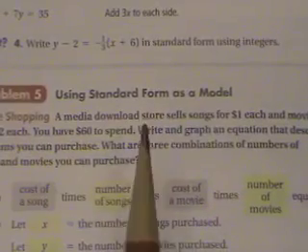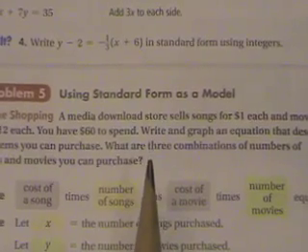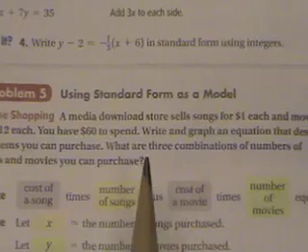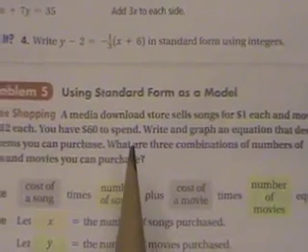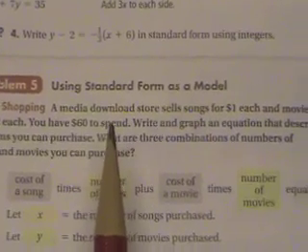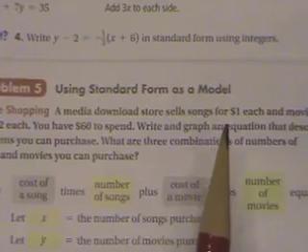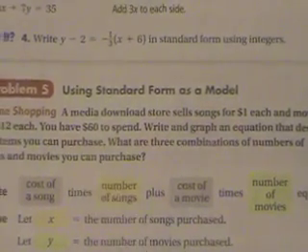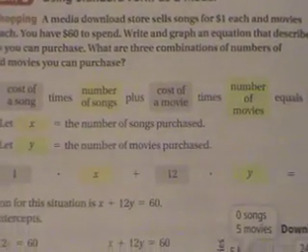Last but not least, standard form as a model, which I really like because this is writing equations like we were doing earlier this year, but now you can do the next step, add a graph, convert the equation, all kinds of fun things. So they give you this setup. Notice they say a media download store and not iTunes. So anyway, iTunes, songs for $1 each, movies for $12 each. You have $60 to spend. How are you going to do it?